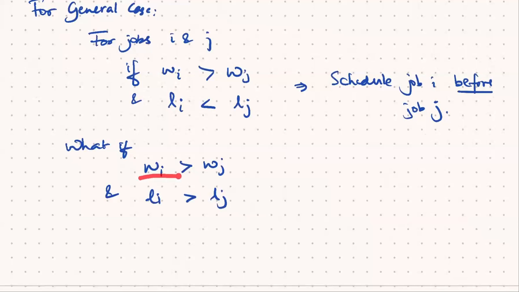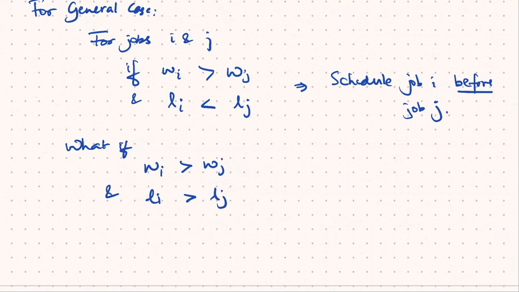Because if we are looking purely at this, Wi is greater than Wj, our intuition would suggest to schedule job i before job j. And if you look at purely this, it would suggest schedule job j before job i. So there are two conflicting results. How can we decide which job to put first in this case? We have these two parameters, the weight and the length, that are suggesting different schedulings.